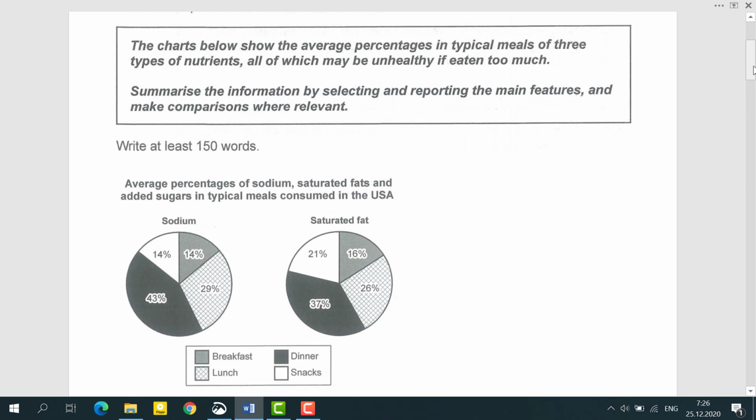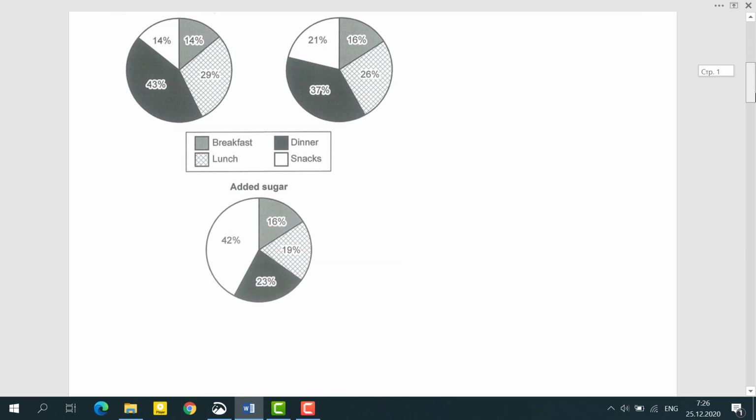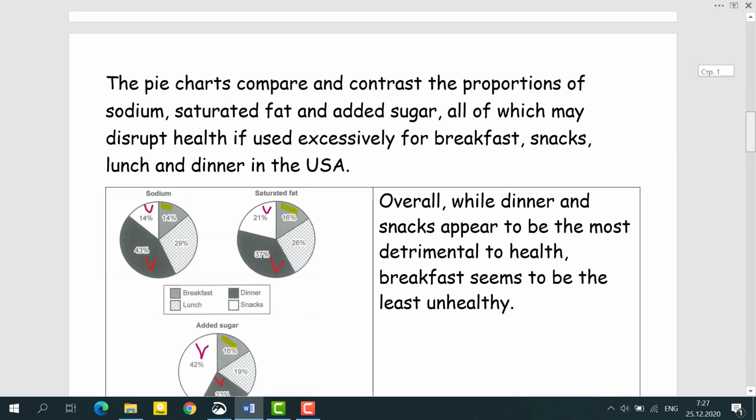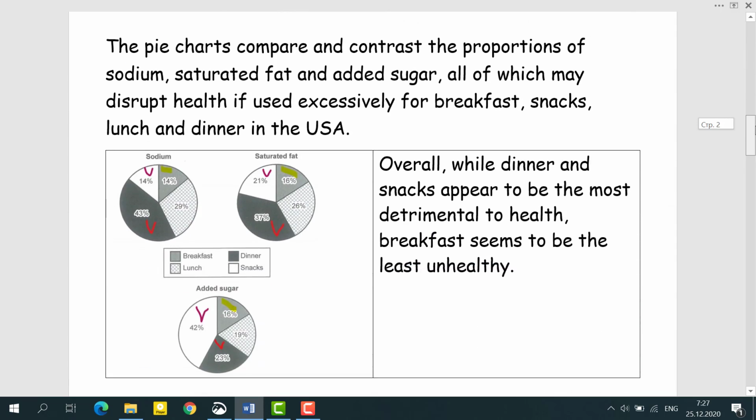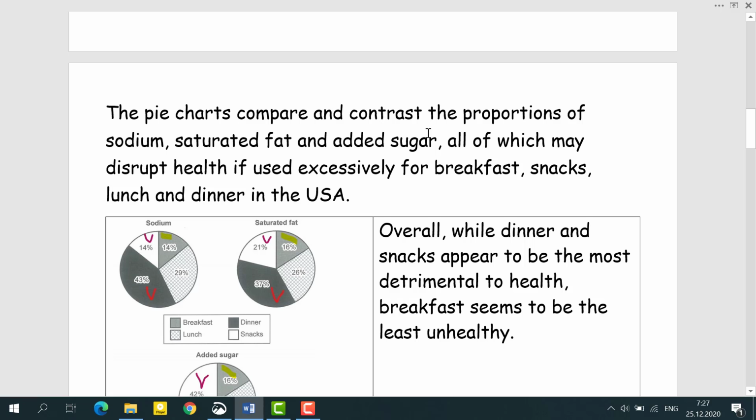So I will teach you how to focus on the main features and how to make comparisons only when it is relevant. First of all, it's very important to write our introduction paragraph, and we need to paraphrase the task given. So how can we do it? Let me show you. The pie charts compare and contrast the proportions of sodium, saturated fat, and added sugar, all of which may disrupt health if used excessively for breakfast, snacks, lunch, and dinner in the USA.